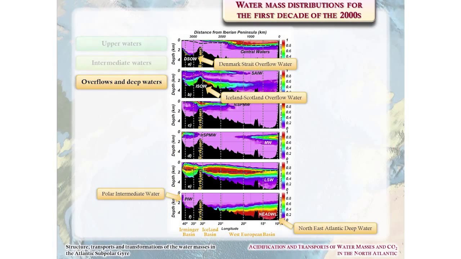The overflows and deep waters are constituted by the Denmark Strait overflow water, the Iceland-Scotland overflow water, the polar intermediate water, and the Northeast Atlantic deep water. The Denmark Strait overflow water occupies the deepest part of the Greenland continental slope. The Iceland-Scotland overflow water presents its main core at the eastern flank of the Reykjanes Ridge, from where it extends eastwards. This eastward extension may indicate that part of this water mass must bypass the Charlie-Gibbs fracture zone and flow into the West European Basin. We also find important fractions of Iceland-Scotland overflow water in the interior of the Irminger Basin, associated with its northward advection after crossing the Charlie-Gibbs fracture zone.